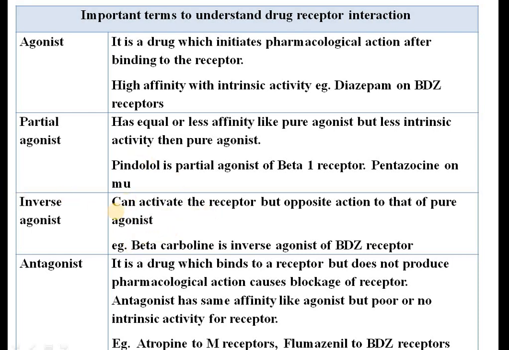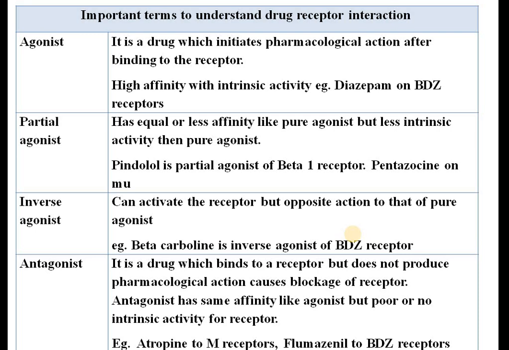So inverse agonist. What will it do? An inverse agonist can activate the receptor. It will combine with the receptor, but will produce an action opposite to that of a pure agonist. The action will be opposite. Okay. So example is beta carboline, which is an inverse agonist to the benzodiazepine receptors. So beta carboline is a drug, and it is an inverse agonist to the benzodiazepine receptors. Normally, what is the role of the benzodiazepine receptor? Whichever agonist combines with the benzodiazepine receptor will hyperpolarize the membrane, and that will cause depression. It is a normal agonist.